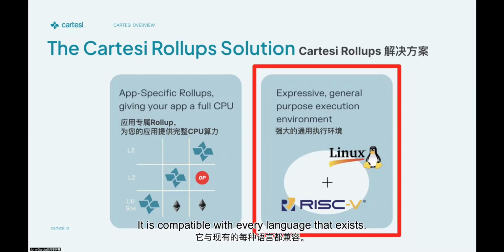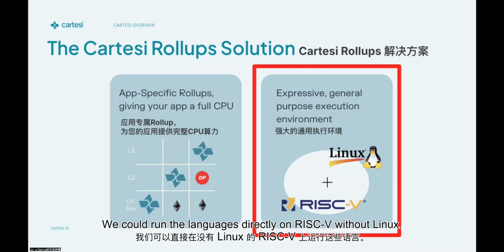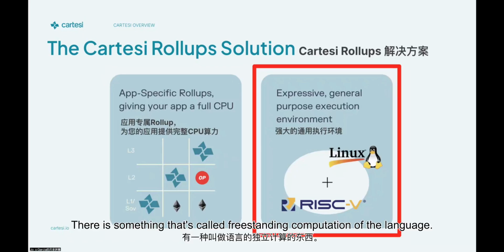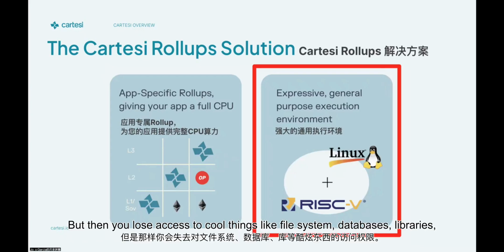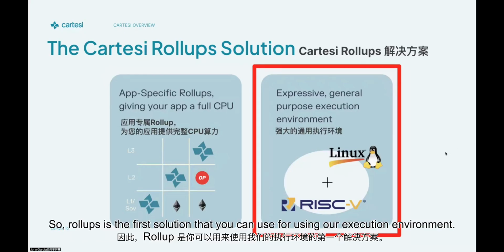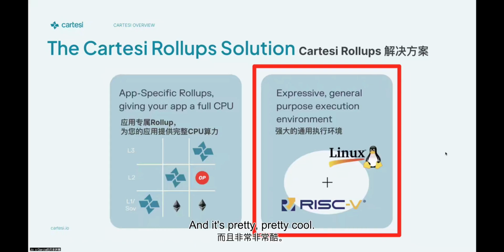And the second part, of course, is this expressive general purpose execution environment. Because it runs Linux, it is compatible with every language that exists. It is compatible with most libraries that exist. And this is something that is not mentioned that much, right? We could run the languages directly on RISC-V without Linux, but then you lose some advantages of it, right? There's something that's called freestanding computation of the language, which is just running the language script. But then you lose access to cool things like file system, databases, libraries, and everything else. So rollups is the first solution that you can use for using our execution environment, and it's pretty cool.